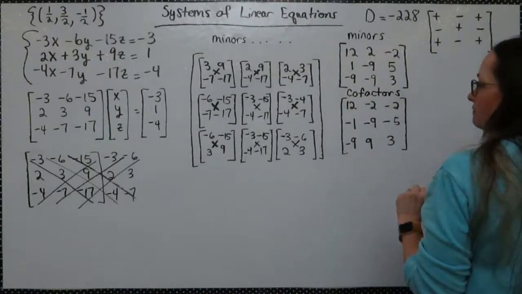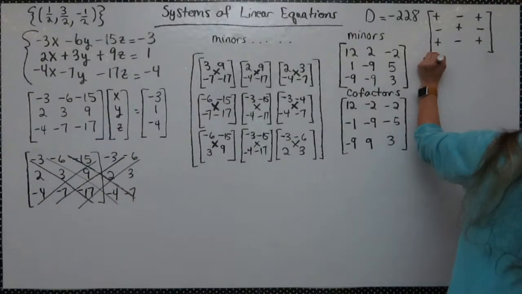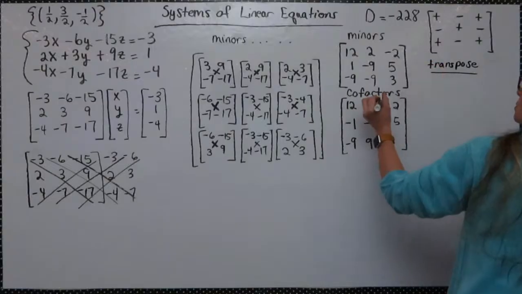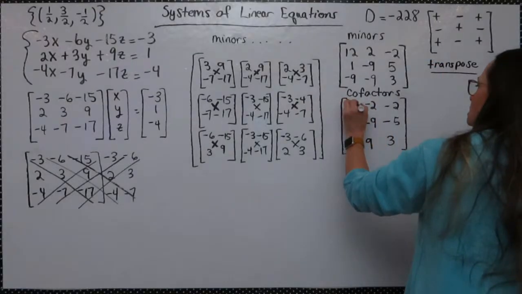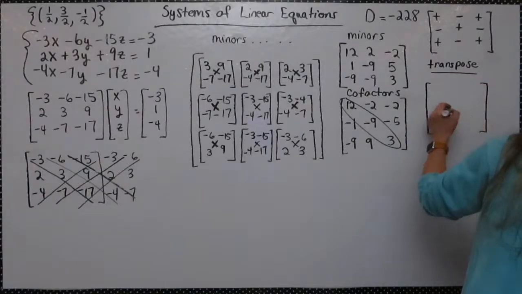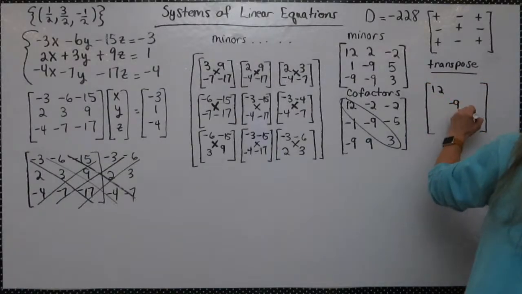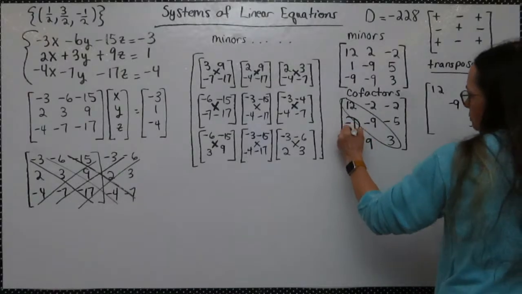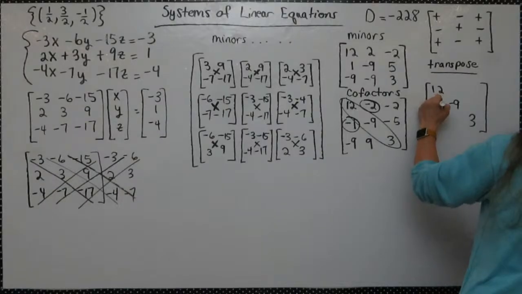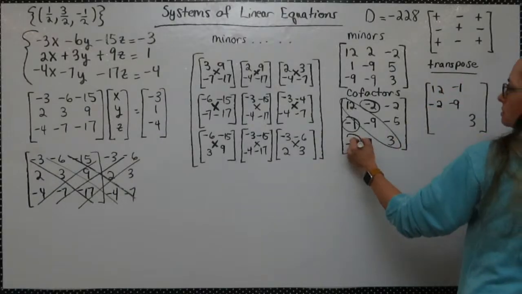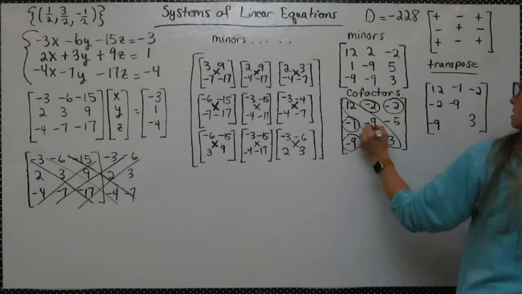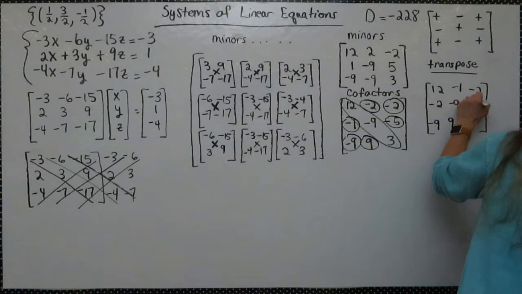And then what we have to do now, we have to transpose. So we transpose by taking this matrix here. We're going to keep the diagonal. 12, negative 9, 3. And then we're just going to swap out along the diagonal. So we got negative 2, negative 1, negative 9, negative 2, 9, and negative 5. Perfect.